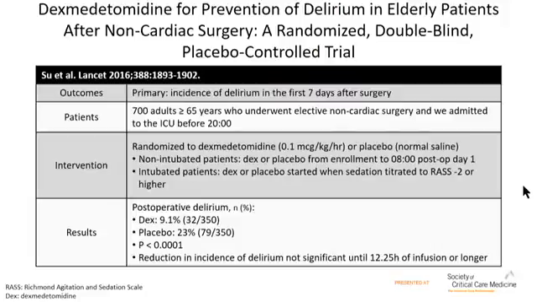And those that were intubated received dexmedetomidine or placebo once they emerged from their anesthesia and were back in the ICU, so a RASS of -2 or higher. And what we can see is that postoperative delirium was greatly reduced, at 23% versus 9.1%. In their examination, they did find that the reduction in the incidence of delirium was not statistically significant until patients had received at least 12.25 hours of dexmedetomidine.